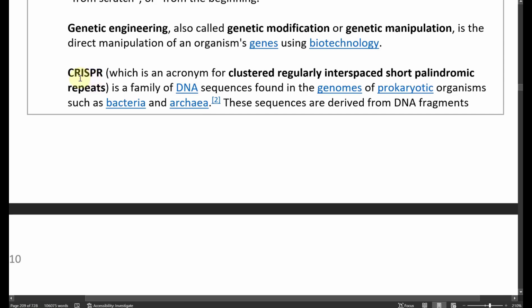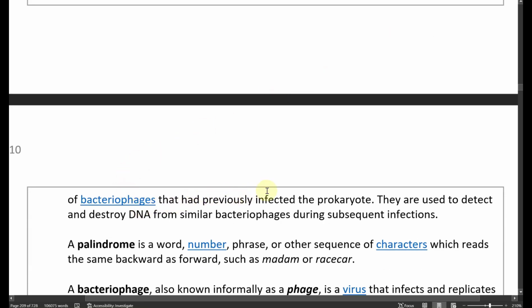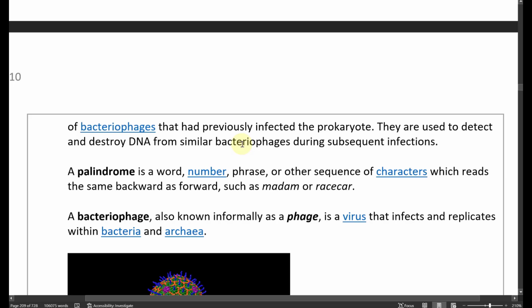CRISPR, which is an acronym for Clustered Regularly Interspaced Short Palindromic Repeats, is a family of DNA sequences found in the genomes of prokaryotic organisms such as bacteria and archaea. These sequences are derived from DNA fragments of bacteriophages that had previously infected the prokaryote. They are used to detect and destroy DNA from similar bacteriophages during subsequent infections.